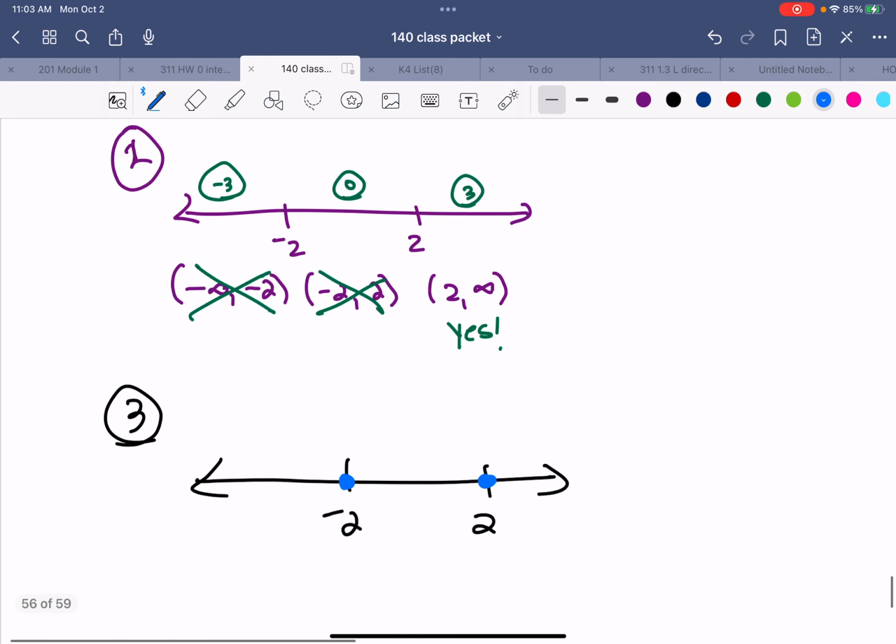Then I don't want either of the first two ranges. I don't want things where 0 is, and I don't want things where -3 is. But I do want this last interval from 2 on to infinity.